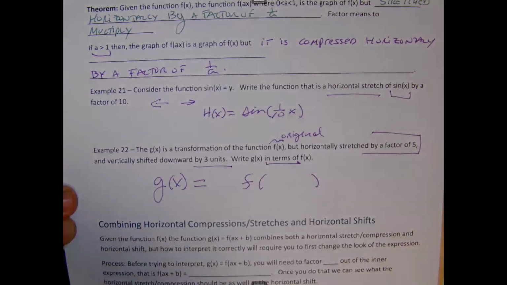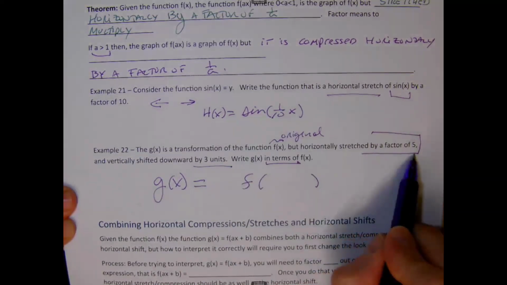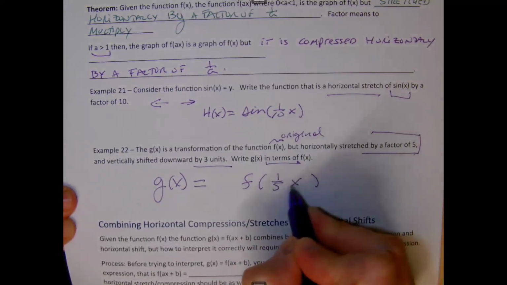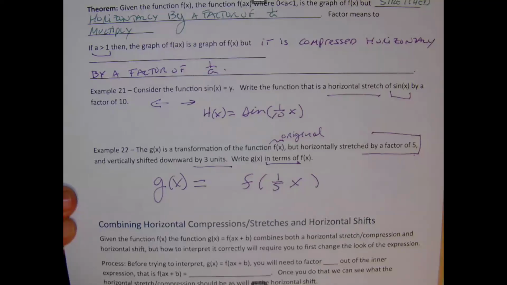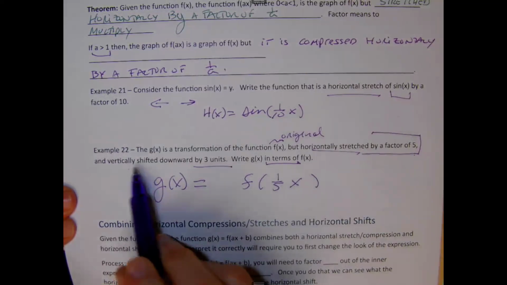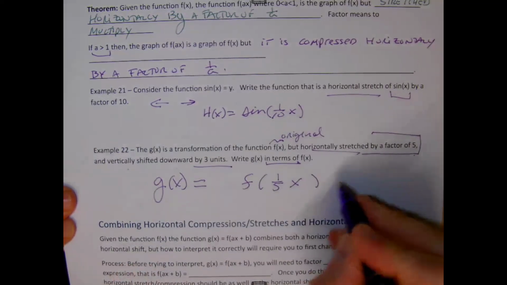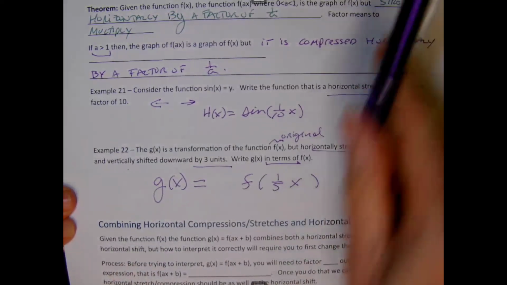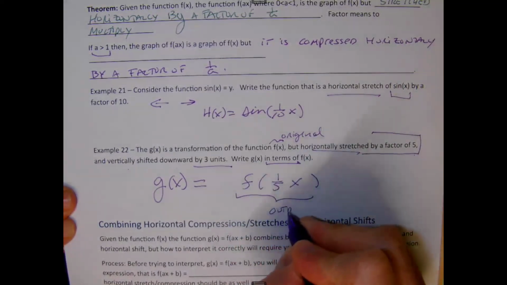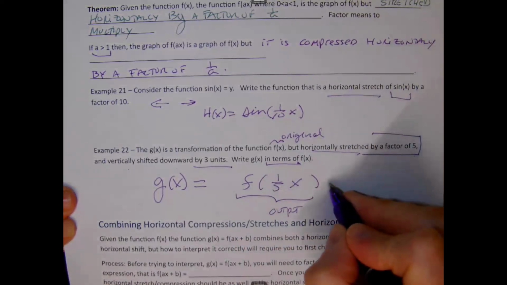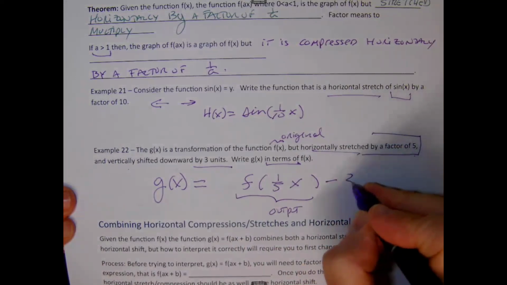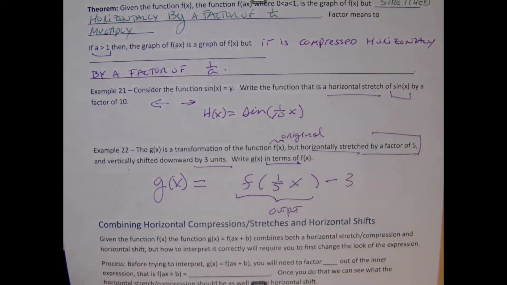If it's stretched by a factor of 5, I find the reciprocal of that number and multiply it by my input variable, because I want to stretch horizontally, and then shift vertically down 3 units. Going down 3 units affects the output. This whole thing is my output, and I want to affect it by going down vertically. So it's a vertical shift down, and I just need to subtract 3.